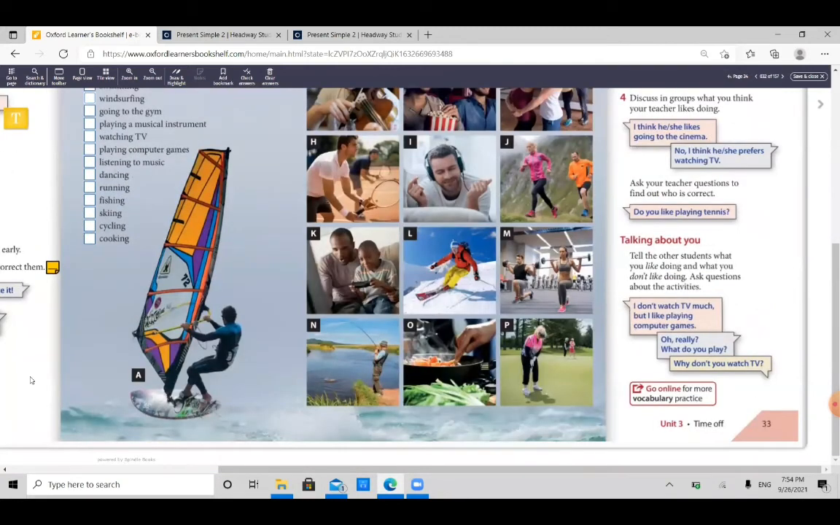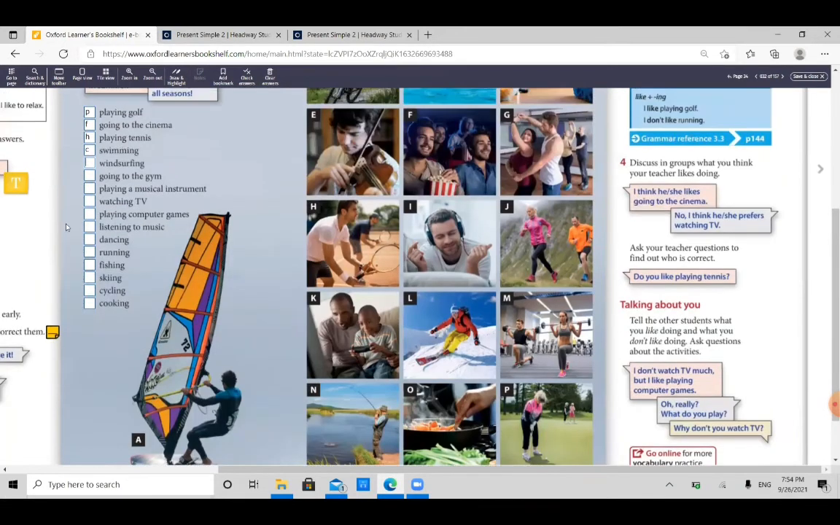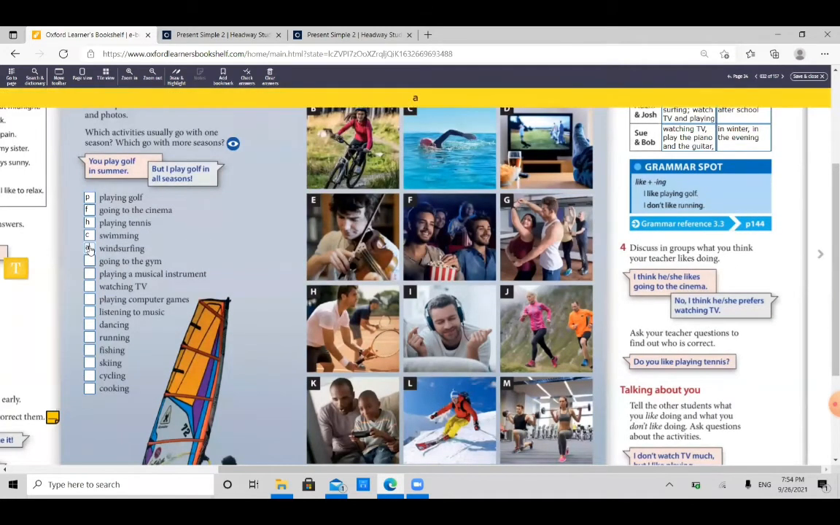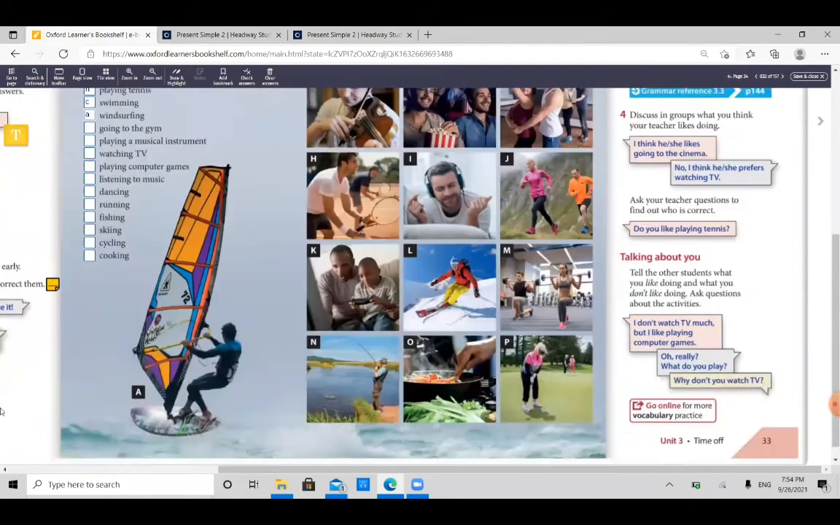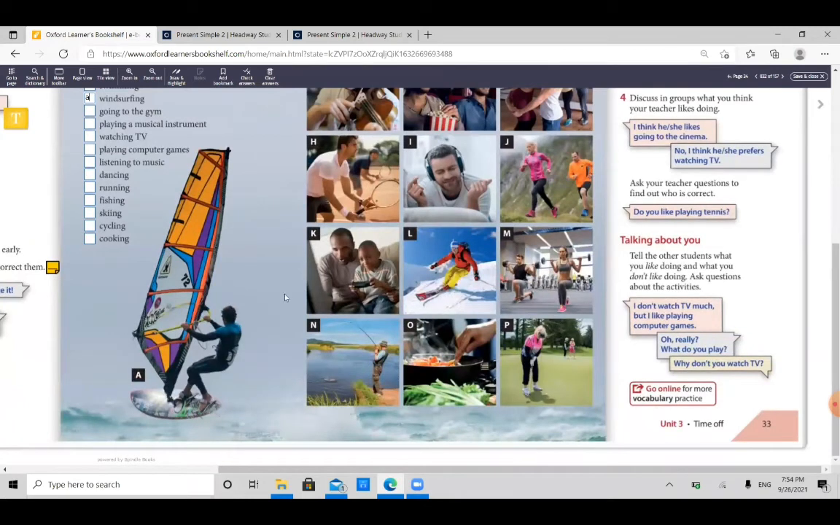Windsurfing. This is windsurfing. It's A. Can you see it? Yes. Yeah, it is a water sport. So windsurfing is A. As you see, this is the picture here by itself alone.